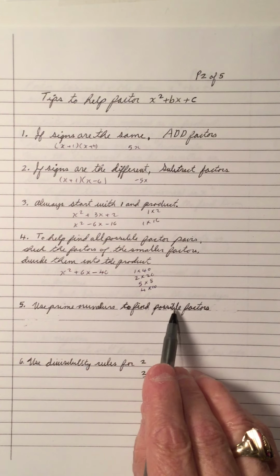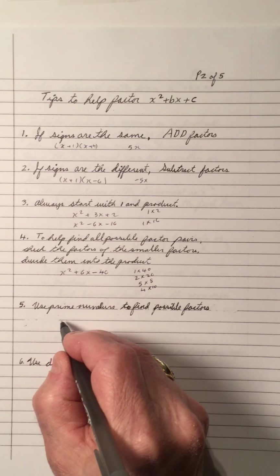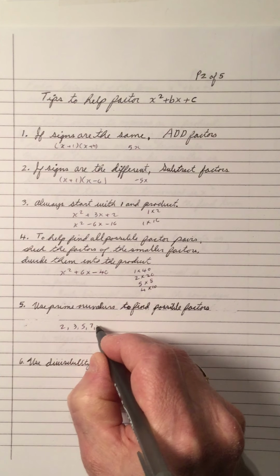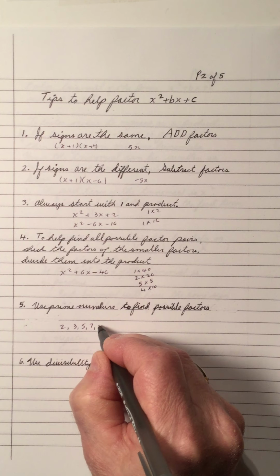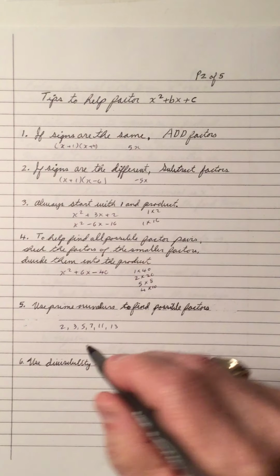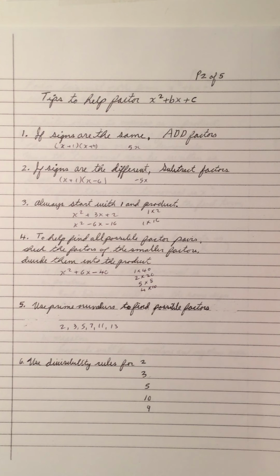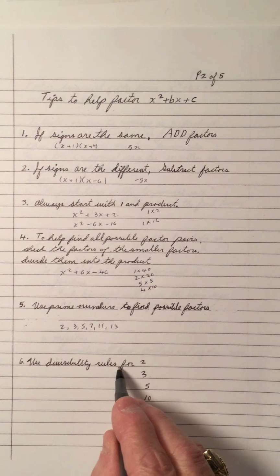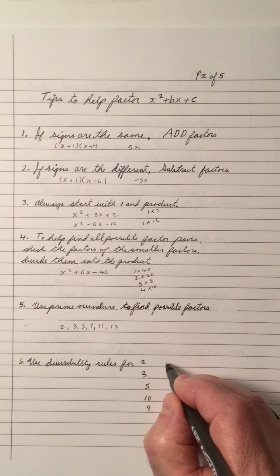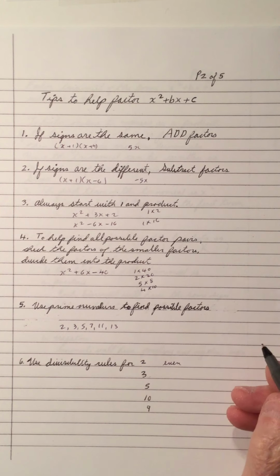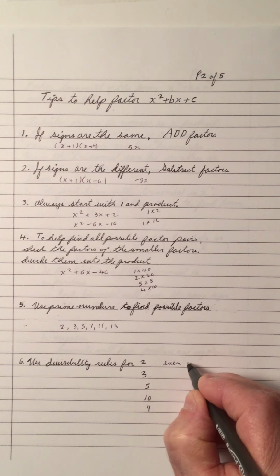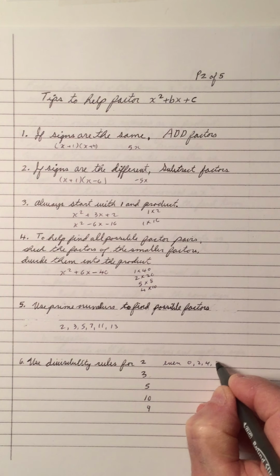Also use the prime numbers to find the possible factors. Remember, the primes are 2, 3, 5, 7, 11, 13. So check the prime numbers to see if they are factors if you can't find them. And you use divisibility rules for 2, 3, 5, and 9. If it's an even number, it has a factor of 2. Even means it ends in a 0, 2, 4, 6, or 8.